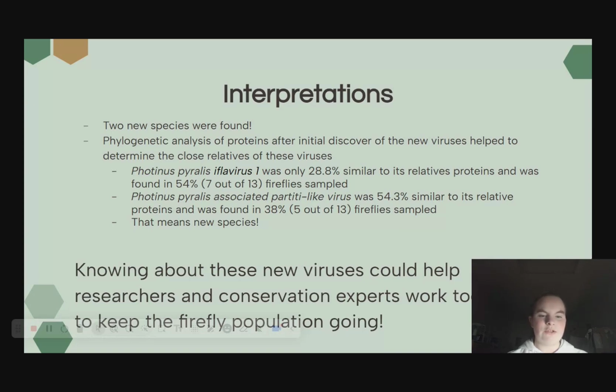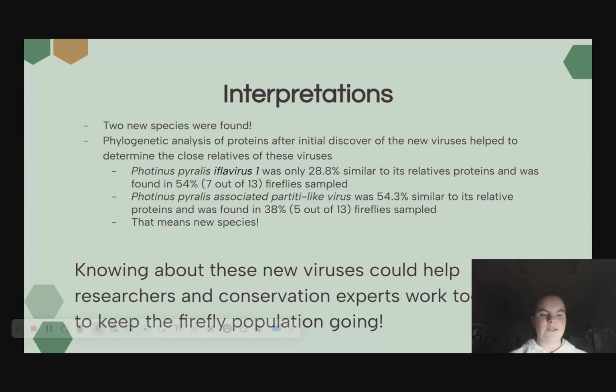After the initial realization that there were viruses of the Inflaviridae family and the Partitiviridae family in the codes of the firefly, researchers decided to do what's called a phylogenetic analysis of proteins made from DNA to look for patterns and similarities between the discovered viruses and other viruses within their families. It was determined that the Photinus pilaris inflavirus 1 proteins were only 28.8% similar to their relatives. As mentioned earlier, the virus itself was found in 54%, or 7 out of the 13, of the sampled fireflies.